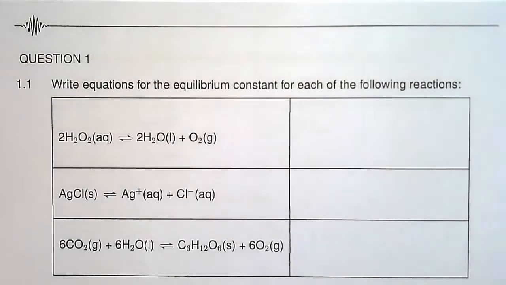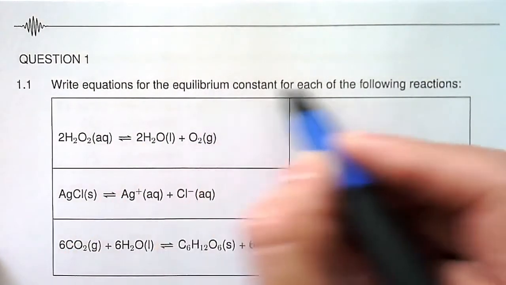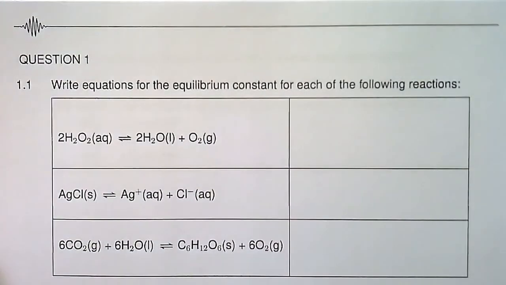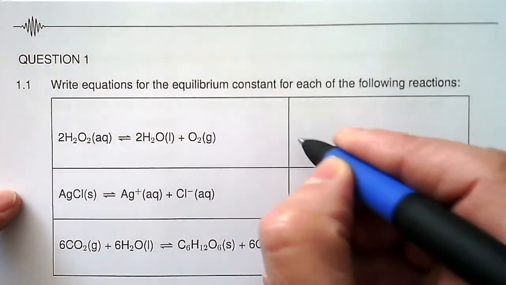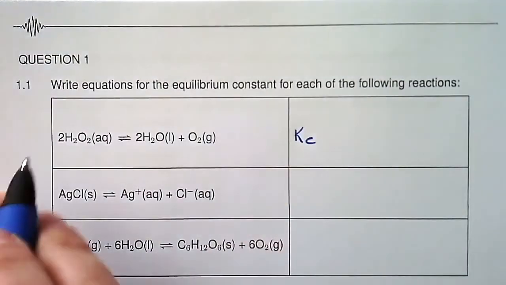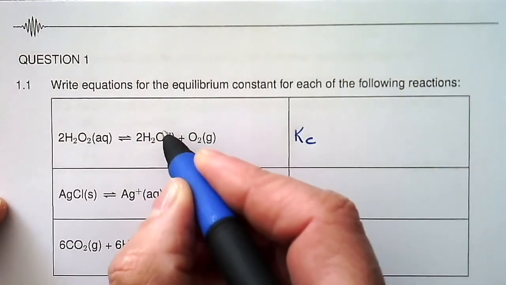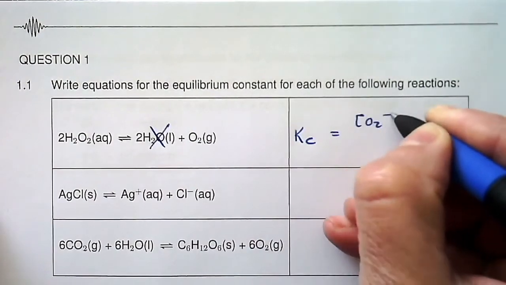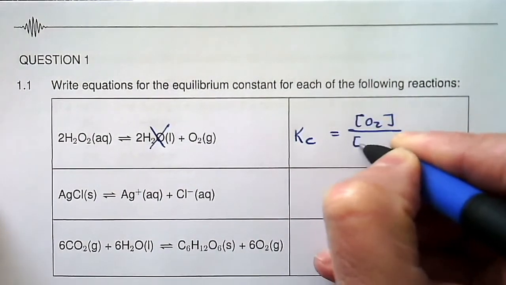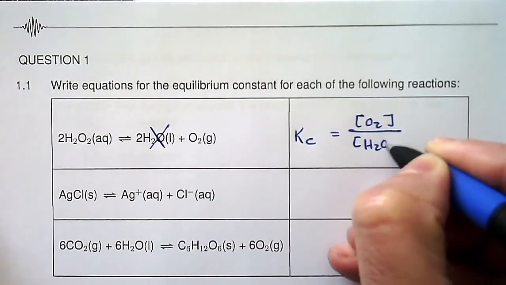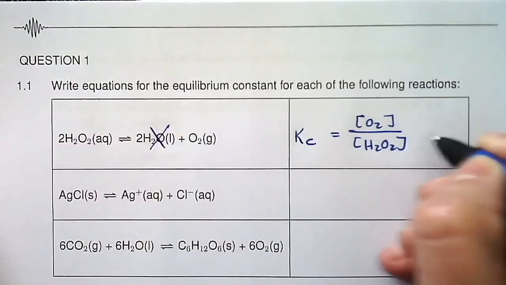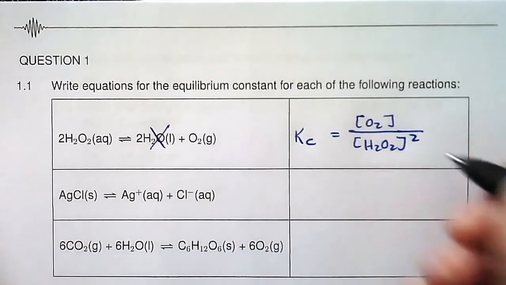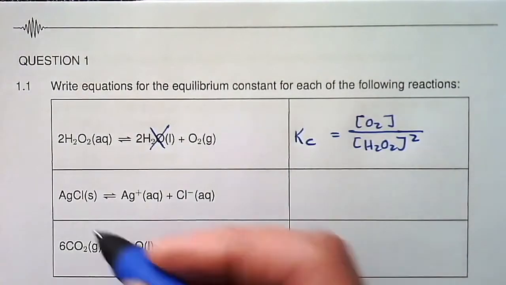All right, just a few questions to practice this. First one there, write equations for the equilibrium constant for the following reactions. Check the first one. To write the Kc expression, look at it. Liquid does not come in, so we will have O2 products divided by reactants, H2O2, and the 2 in front becomes a square there.